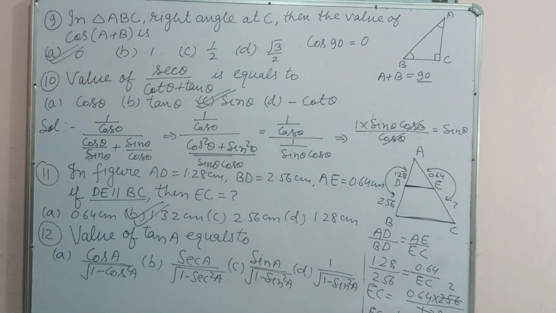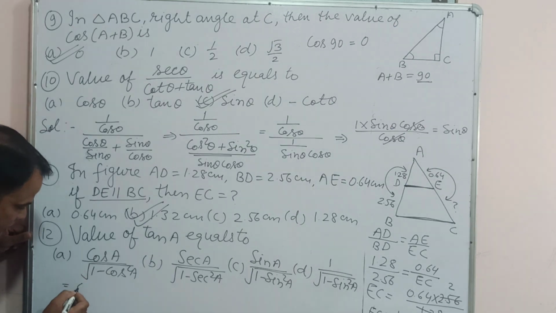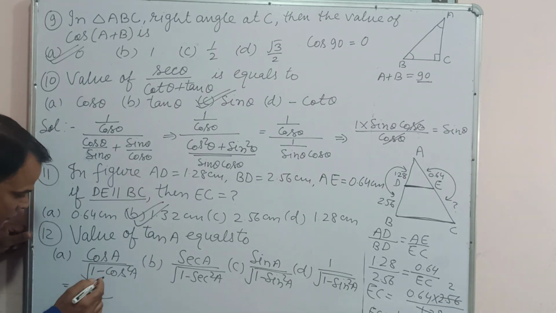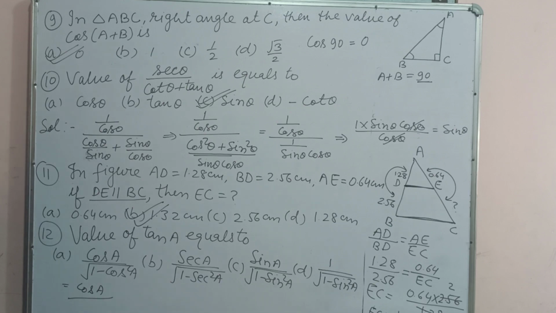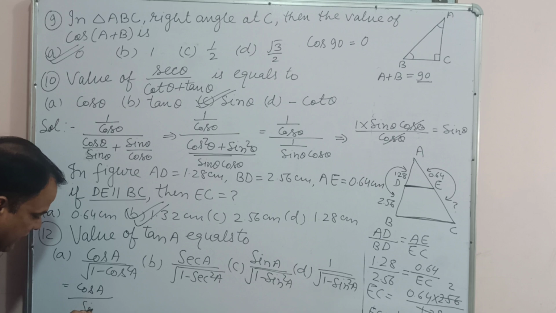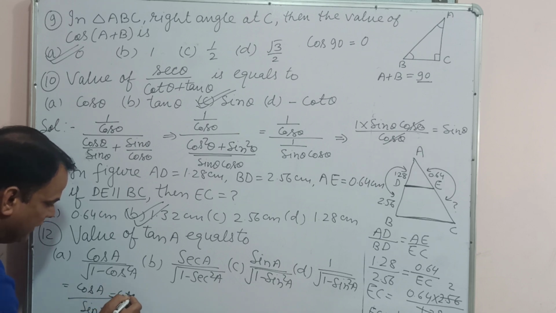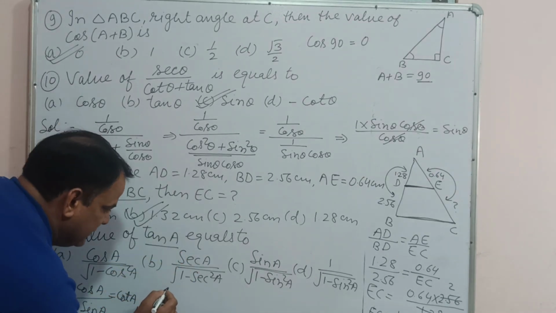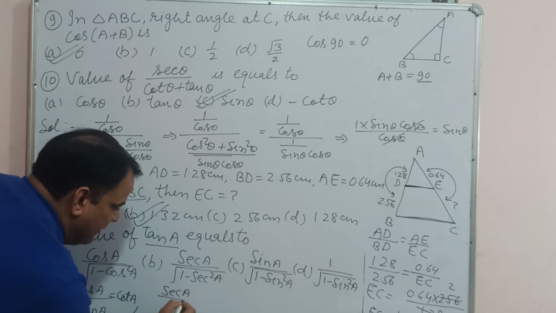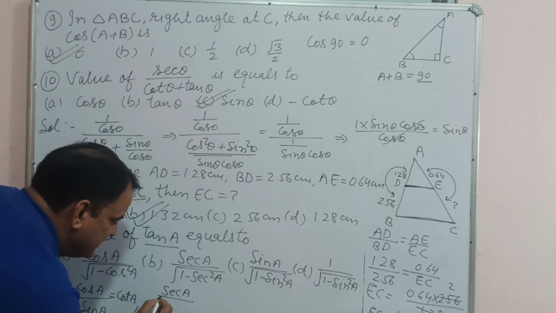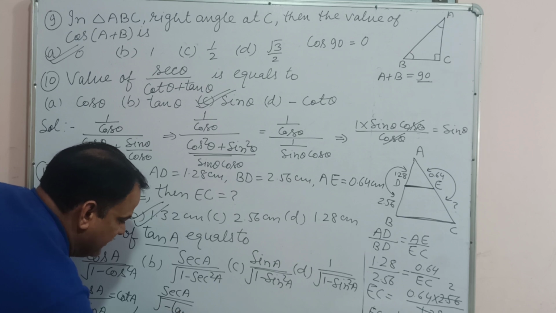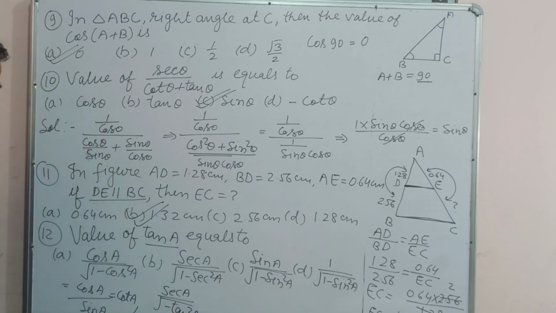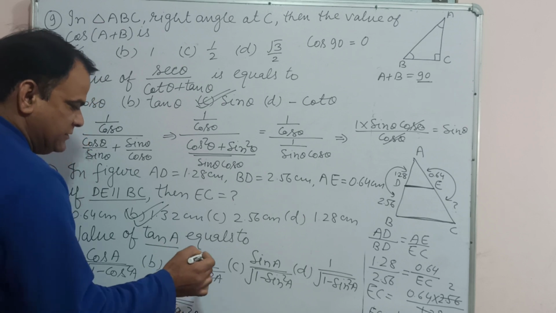Look carefully. 1 minus cos square A equals sin square A, and the square root of sin square A is sin A, and that is cot A. Cot A is not equal to tan A. Similarly, by solving this, sec A upon the square root of 1 minus sec square A is minus tan square A, which is not a real value. So this is not equal to this.